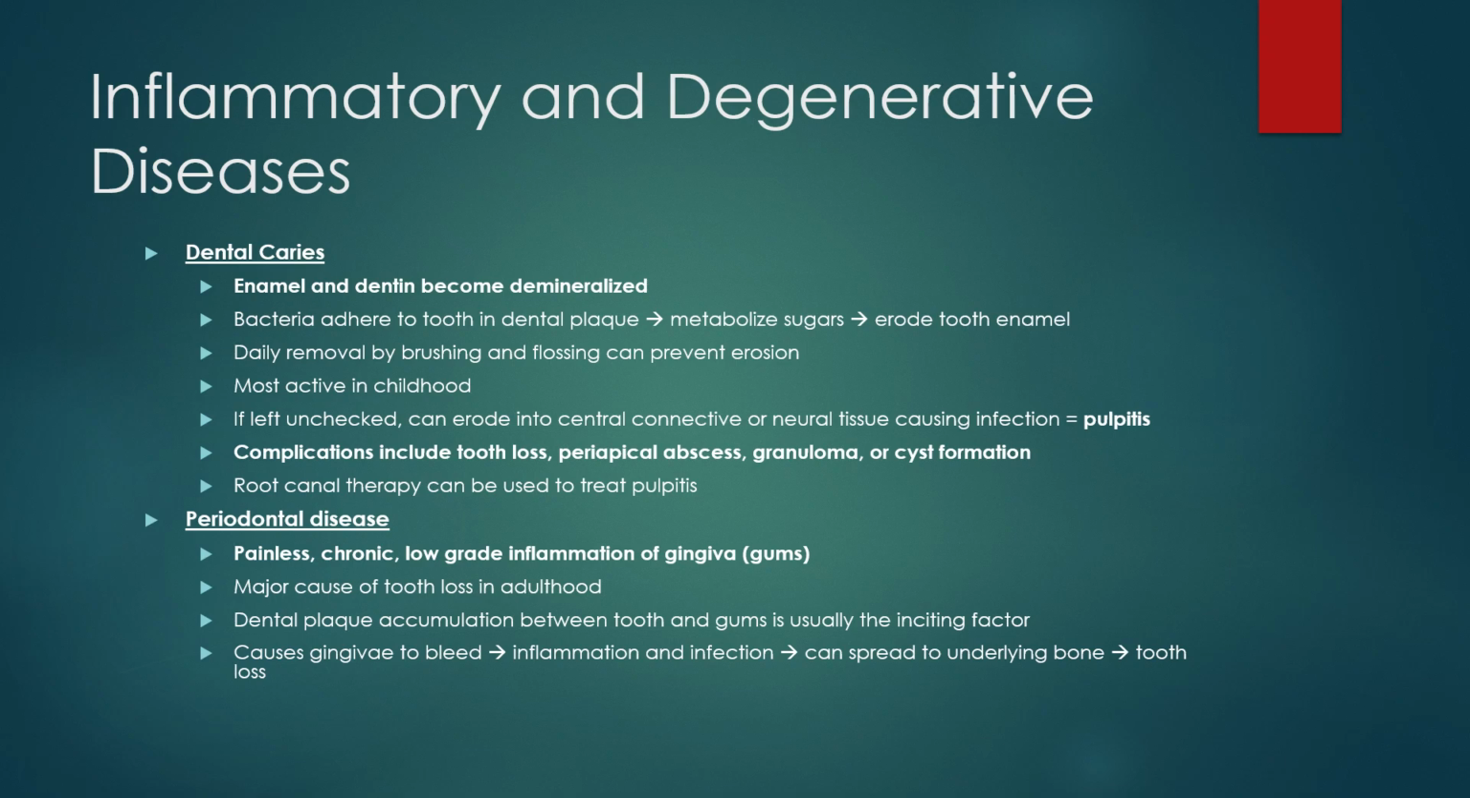Now, let's move to periodontal disease, the quiet villain of adult dentistry. Unlike cavities, periodontal disease is often painless, chronic, low-grade inflammation, which is exactly why it's so dangerous. The inciting factor is usually plaque accumulation between the tooth and gingiva, leading to gingivitis. Over time, inflammation causes gingival bleeding, pocket formation, and bone resorption. Eventually, the inflammation spreads into the alveolar bone, resulting in loosening and eventual loss of the tooth.